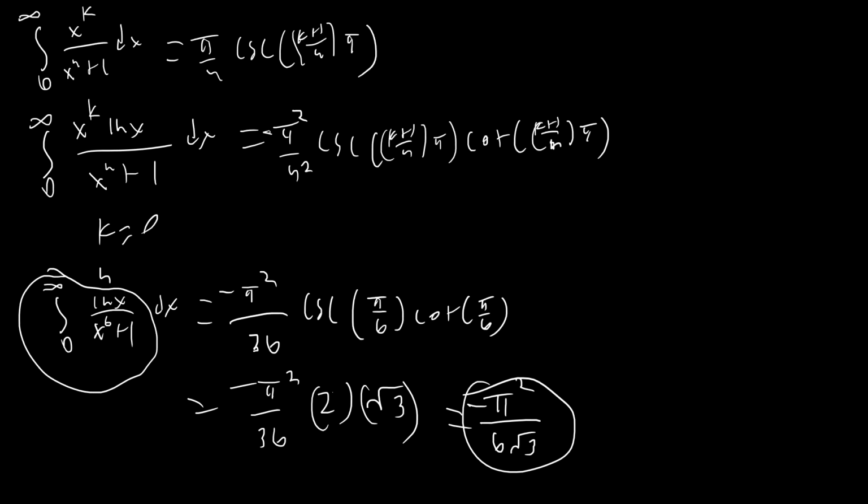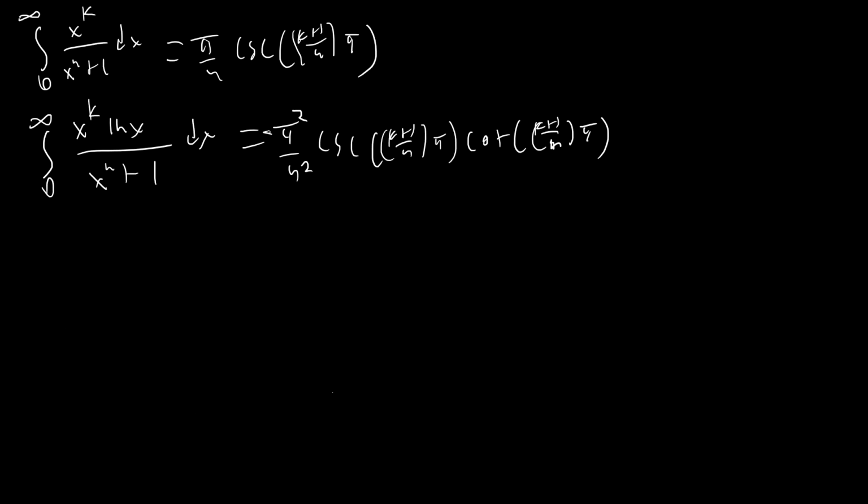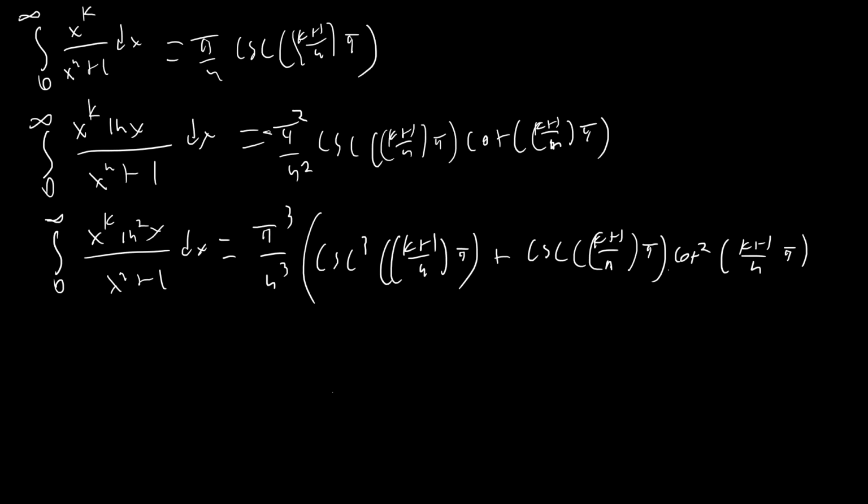So I'm going to erase all this. Now, if we differentiate this again with respect to k, we're going to get the integral from 0 to infinity of x to the k ln squared of x over x to the n plus 1 dx equals, now already from the chain rule, I'm just going to go ahead and make this pi cubed over n cubed, and the negative sign from the derivatives of cosecant and cot. Alright, that's quite the answer here.